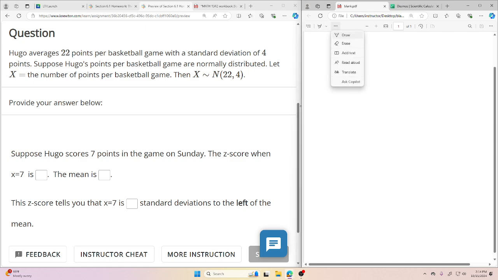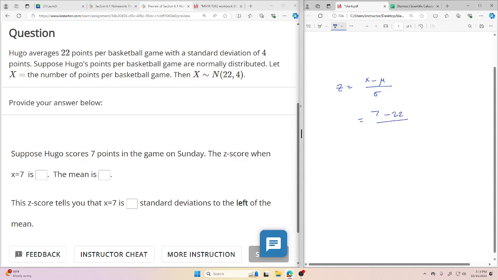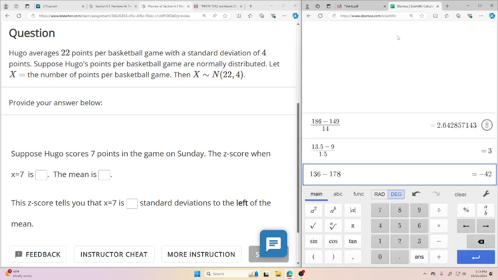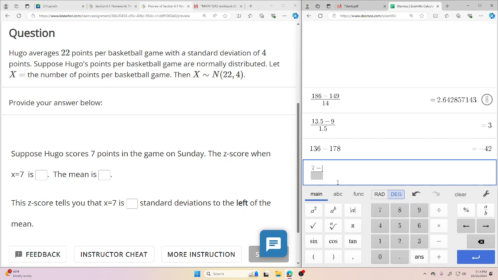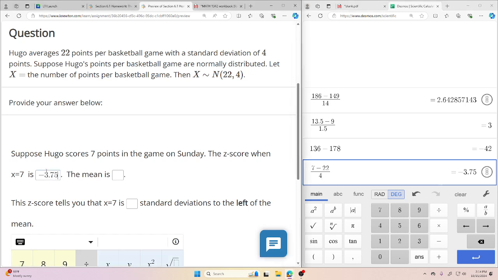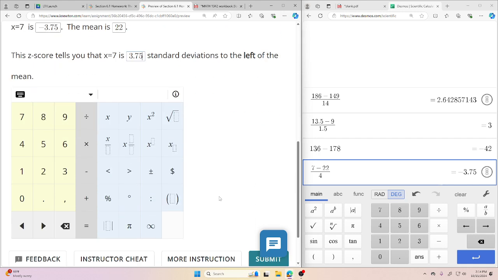Z, we're drawing here. Z is equal to x minus mu over sigma. What's my value? How many points did he make on that one day? 7 points. Average of 22, divided by standard deviation 4. Yep. Calculator. So here we go: 7 minus 22, all over 4. So what they're wanting is the negative right here. The mean is 22. But then they want the positive right here. Always positive. I'm going to verify.